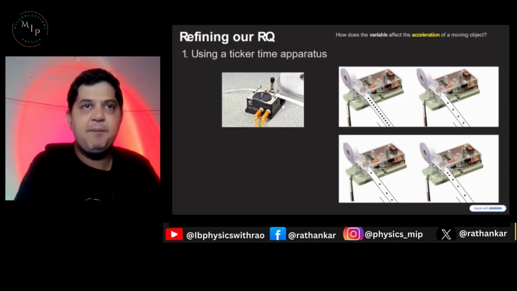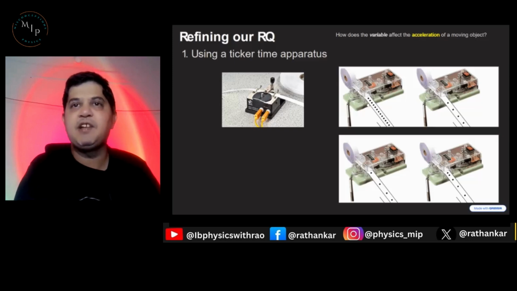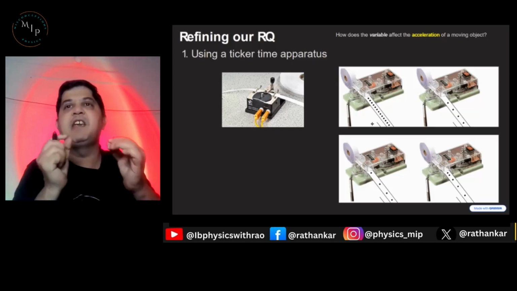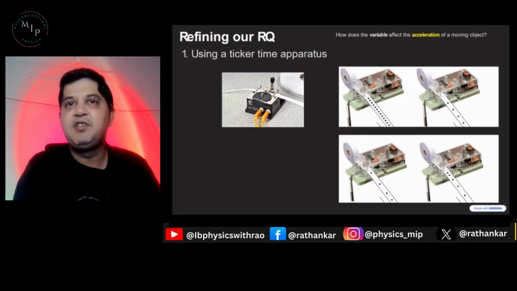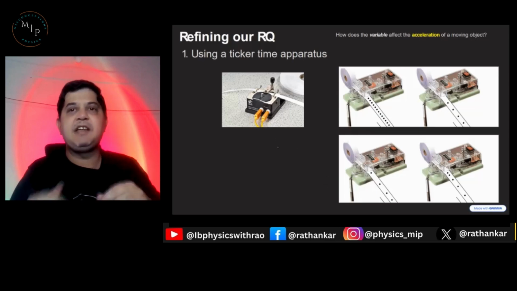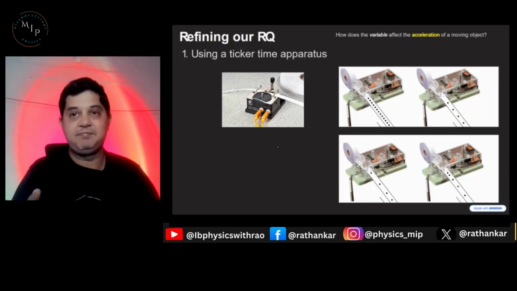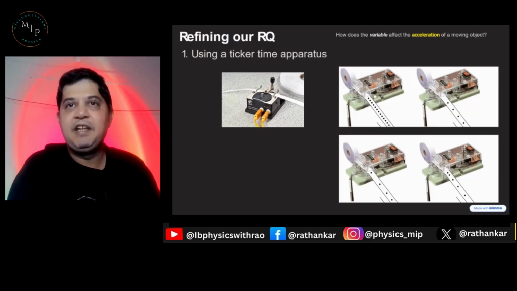If the tape is being pulled uniformly, then you get something like this. That means the dots are equispaced. What is this called? Uniform velocity. Here also there is a uniform velocity. But if the tape moves faster, then what can happen? Initially dots may be closer, and after that, the distance between the 2 dots will now change.